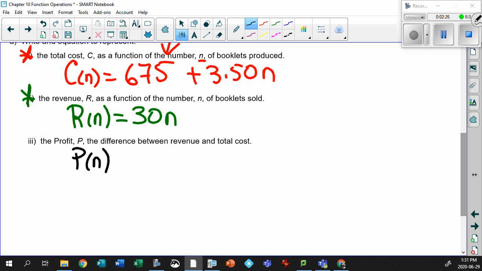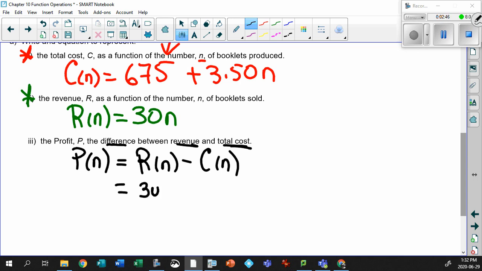Now, look what it says. It's the difference between the revenue and the total cost. Well, think about this. This is the revenue and the total cost. So what you make on the booklets, subtract the cost, will give you how much profit you make. Simple. Okay, so let's actually put those numbers in. Revenue, remember, is 30N. I can just write it as 30N like that. Didn't need the brackets. Subtract the cost.